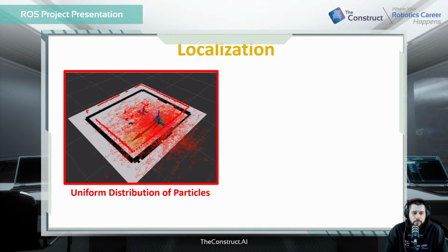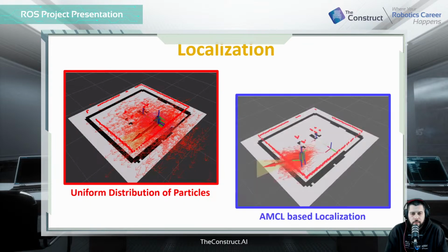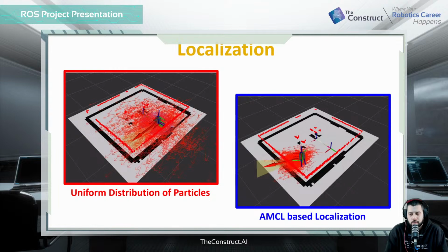So this figure shows the uniform distribution of particles at the moment the robot was initialized, and we can see that the particles were almost uniformly distributed around the robot. And at this time, the robot didn't know where it was properly located. So when the robot was moved around, the particles converged on the basis of the AMCL algorithm.